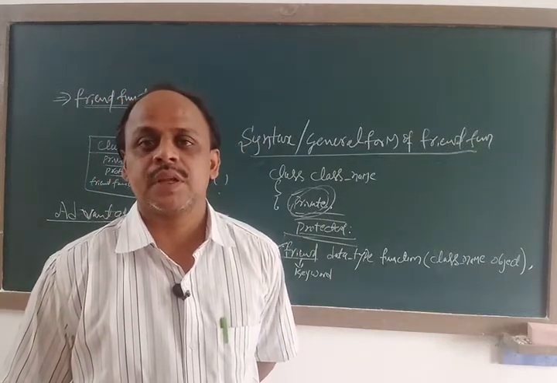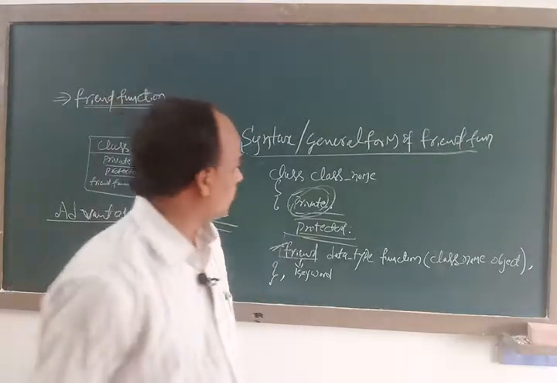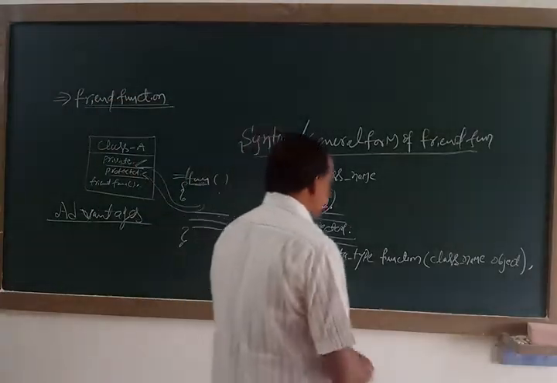So this is the definition of friend function, declaration of friend function, properties of friend function, advantages and disadvantages of friend function. Now let us see one program on friend function, then it is easy for you.